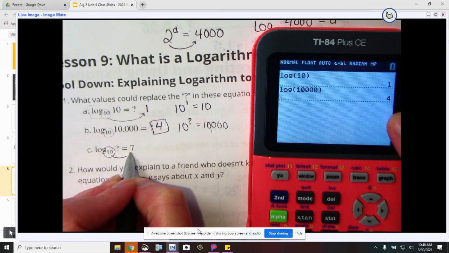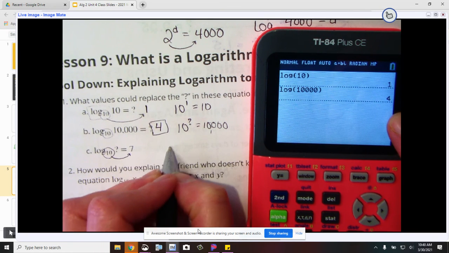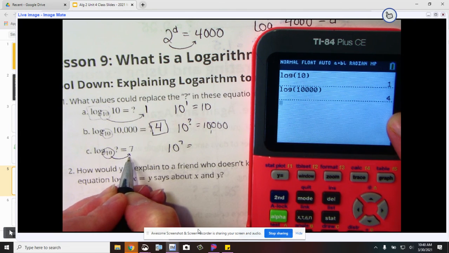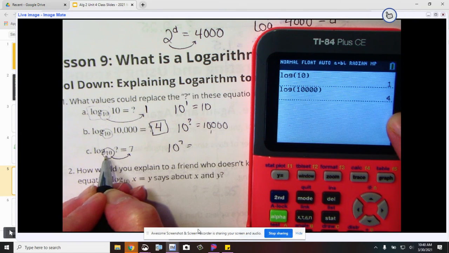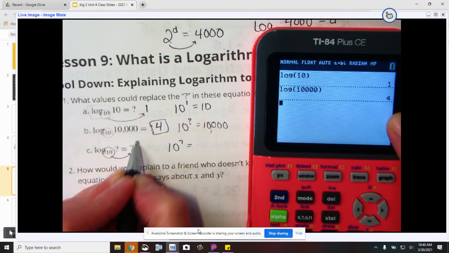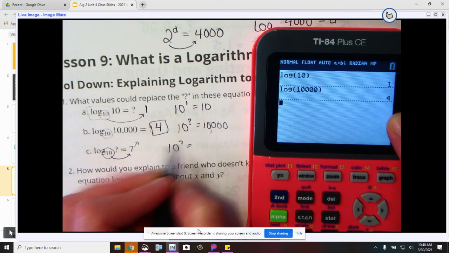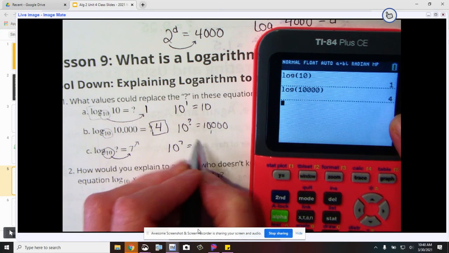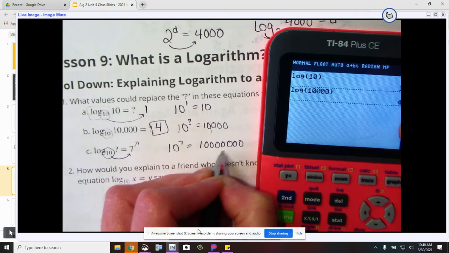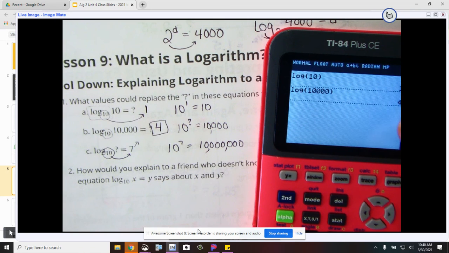And 10, base 10 to the 7th power is what our next one is. It tells us the exponent. So it's like we're thinking about 10, and this 7 gets pushed up to be an exponent. Is a 1 with 7 zeros after it.